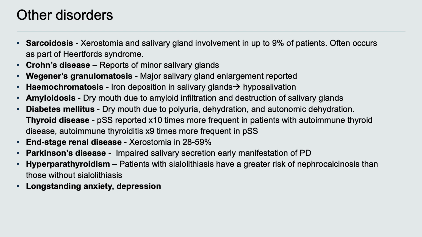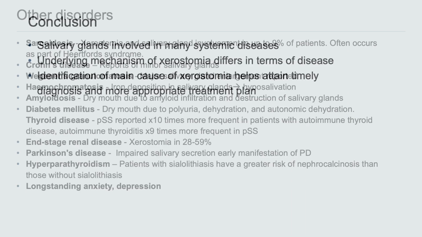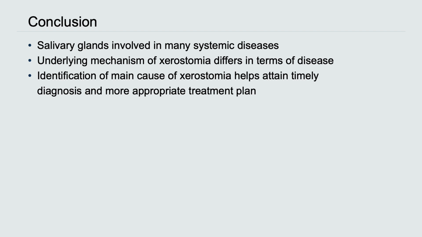And finally, long-standing anxiety and depression can also result in xerostomia. So in conclusion, the salivary glands are involved in many systemic diseases with the resultant complication of xerostomia or salivary gland enlargement. The underlying mechanism of xerostomia differs in terms of the disease. Identification of the main cause of xerostomia helps attain timely diagnosis and a more appropriate treatment plan.